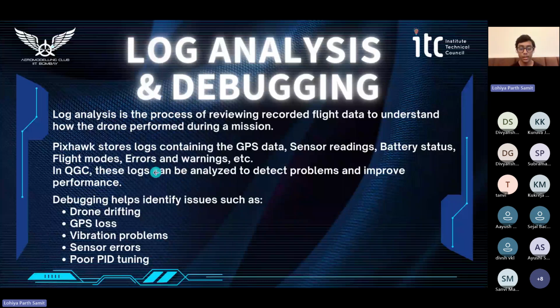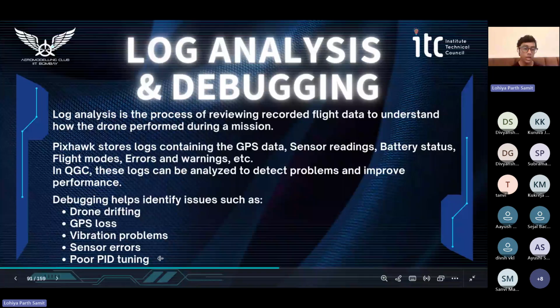It can help us identify issues such as drone drifting, GPS loss, vibration problems, sensor errors, and also poor PID tuning. And just a small note, poor PID tuning leads to us controlling the drone very sluggishly. That is, it does not follow the commands as specified by us.